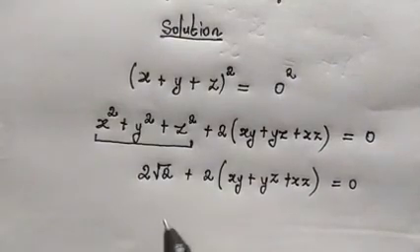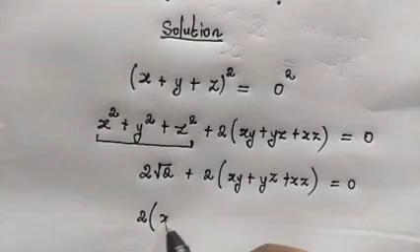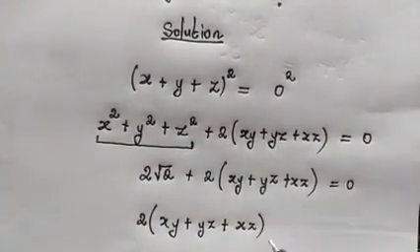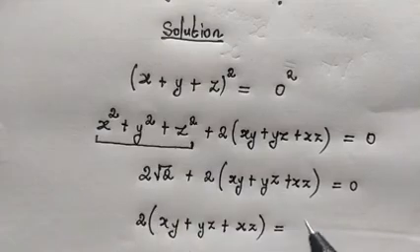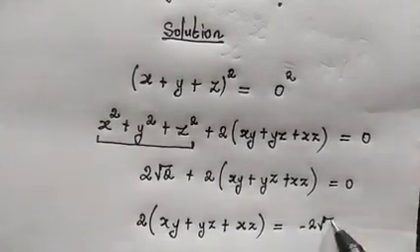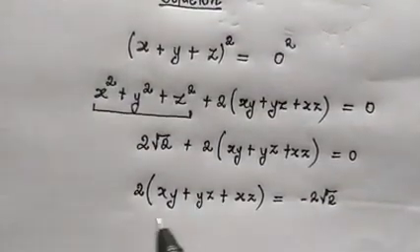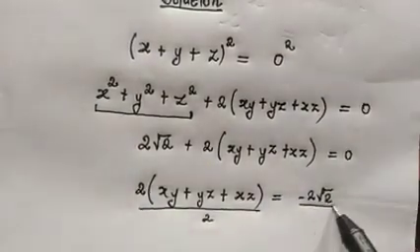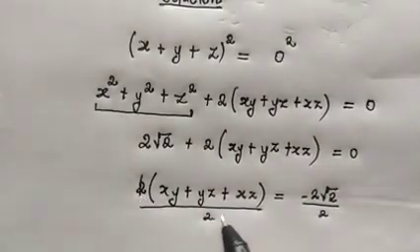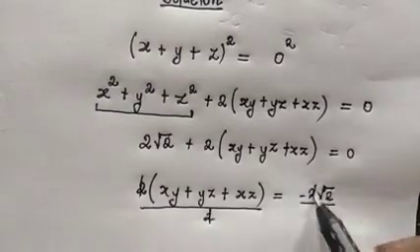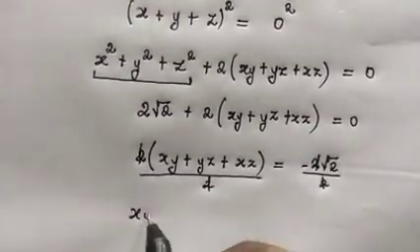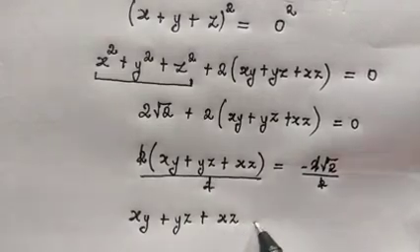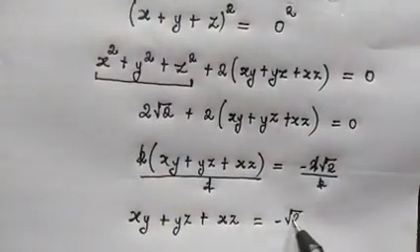Let's subtract 2 root 2 from both sides. We are left with 2 into bracket xy plus yz plus xz. So this is equal to 0 minus 2 root 2, giving us negative 2 root 2. Next, let's divide both sides by 2. So from here, these both get cancelled. From here, these both get cancelled. So from here, we get the value of xy plus yz plus xz, which is equal to negative root 2.